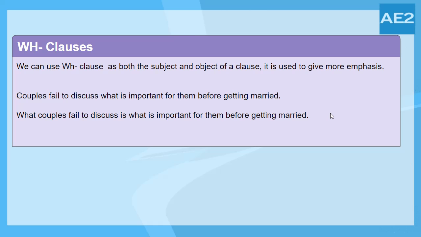Well, today we're going to talk about WH clauses. We can use WH clauses as both the subject and object of a clause. It is used to give more emphasis to something. Couples failed to discuss what is important for them before getting married. In this sentence, we don't really have an emphasis on anything. However, we can say what couples failed to discuss is what is more important for them before getting married. And here, with this what, I am focusing on what couples failed to discuss. This is the important part. Yes?